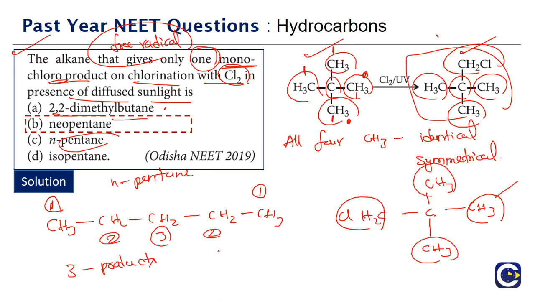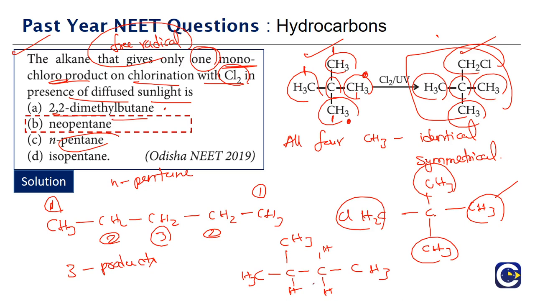If you want, you can draw them and check also. We are going to get 3 different monochlorination products. The last one is what? Isopentane. Isopentane also will give us different monochlorination products. How? If you look at the structure of isopentane, we have 4 carbons in the chain with a methyl branch. So this is isopentane, CH3, and here we have 1 hydrogen, here there will be 2 hydrogens, and here there will be 3 hydrogens.